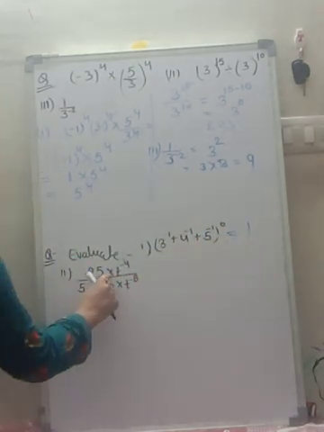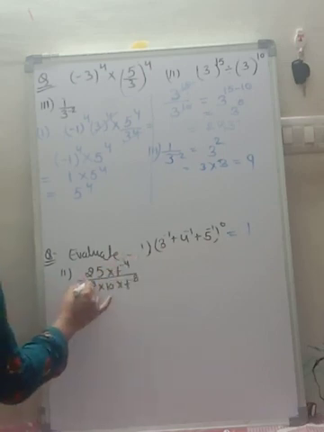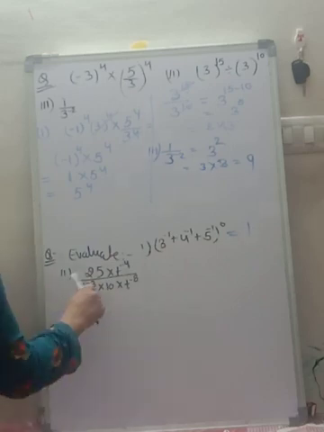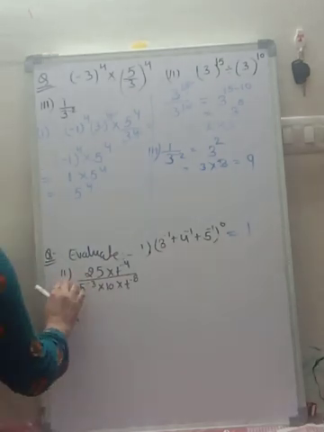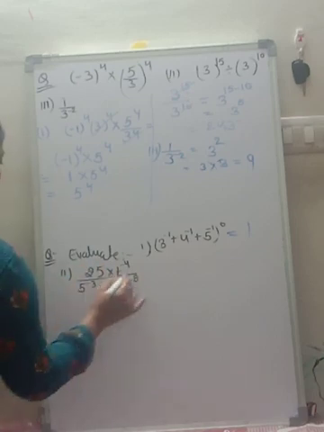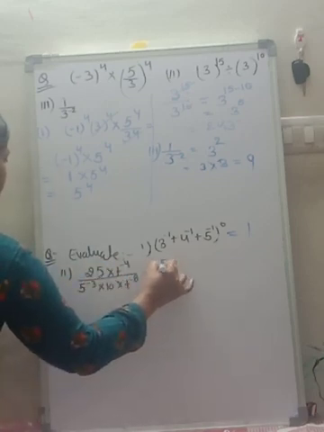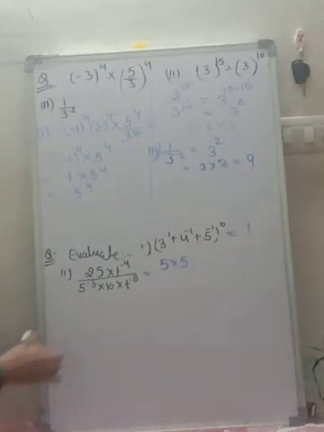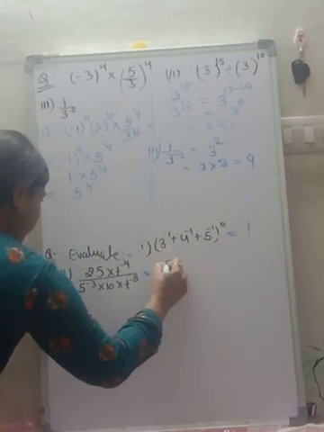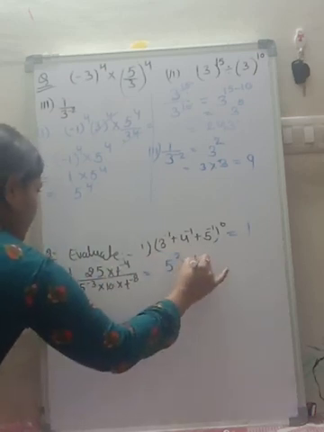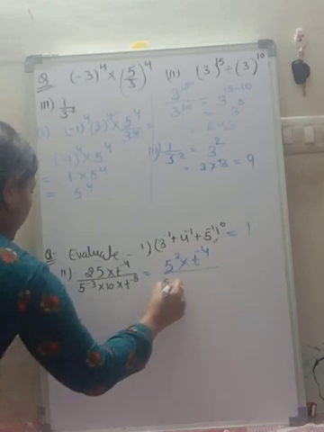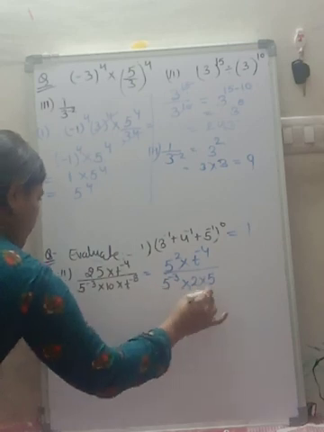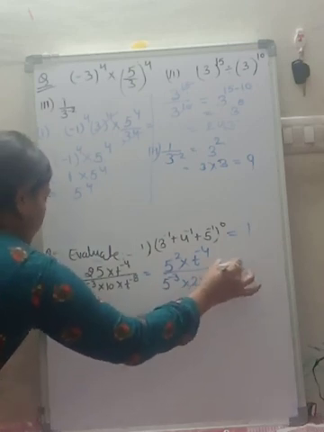Now the next is 25 × t^(-4) upon 5^(-3) × 10 × t^(-8). So first you have to solve this question. The numbers will be broken. So here we are given 25, so you can write 5 into 5, or you can say 5 squared, t^(-4). And here 5^(-3) into 10 you can write as 2 into 5, that is 10, and t^(-8).